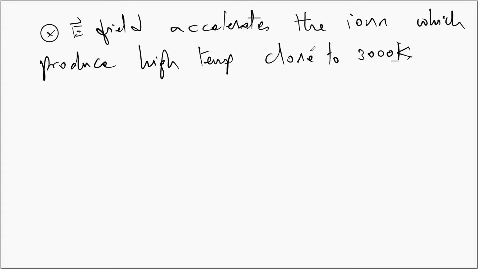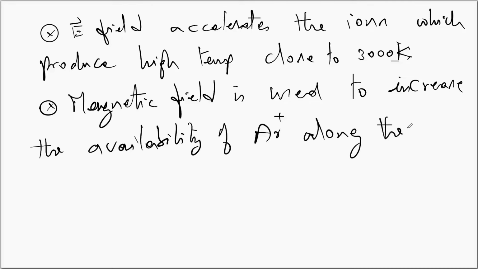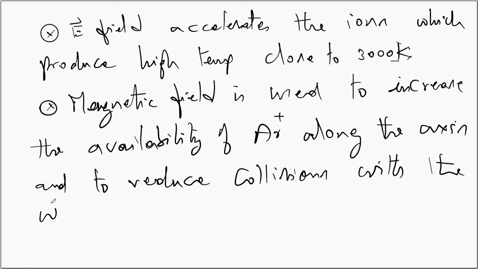Since these ions can collide with the tube, and thereby the tube can get damaged, we use a magnetic field to improve the density of the ions along the axis of the tube. The magnetic field is used to increase the availability of argon ions along the axis and to reduce collisions with the walls of the tube.